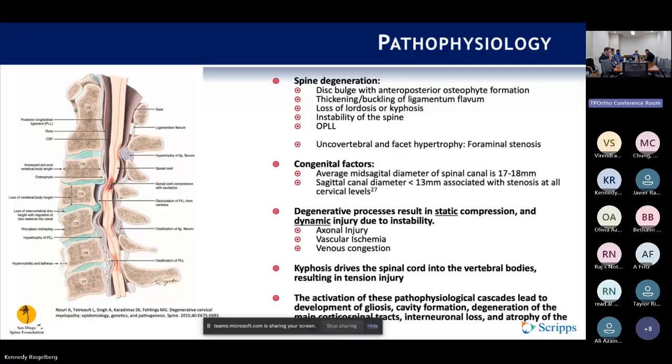One other thing to point out in terms of alignment is that loss of natural lordosis or even frank kyphosis can result in the cord being draped over the anterior elements of the spine, resulting in more of a traction type injury. And I should also point out that congenital factors can increase risk of developing stenosis. So that's one thing to watch out for in patients and can also alter your treatment strategy. Ultimately, static compression and, again, potentially dynamic injury result in direct axonal injury and are also thought to contribute to vascular ischemia and congestion, which leads to further axonal loss.